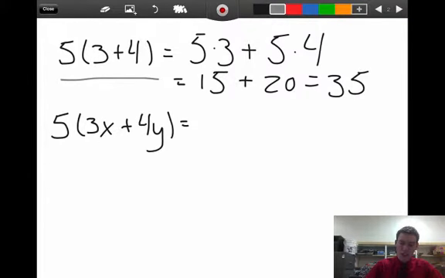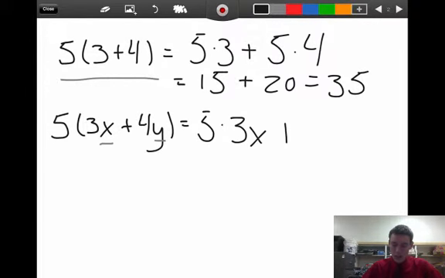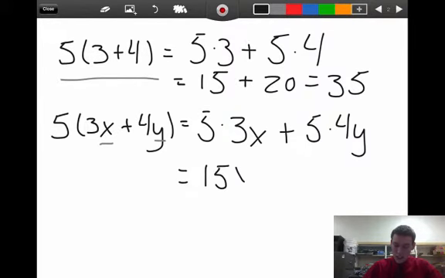Now, what changes when we add these variables in here? Well, we still treat it the same. This time we take 5 times 3x, and then add that to 5 times 4y. And we get 15x plus 20y. However, remember from the first section that since these have unlike terms, we can't add them together, so that's as simplified as it gets.